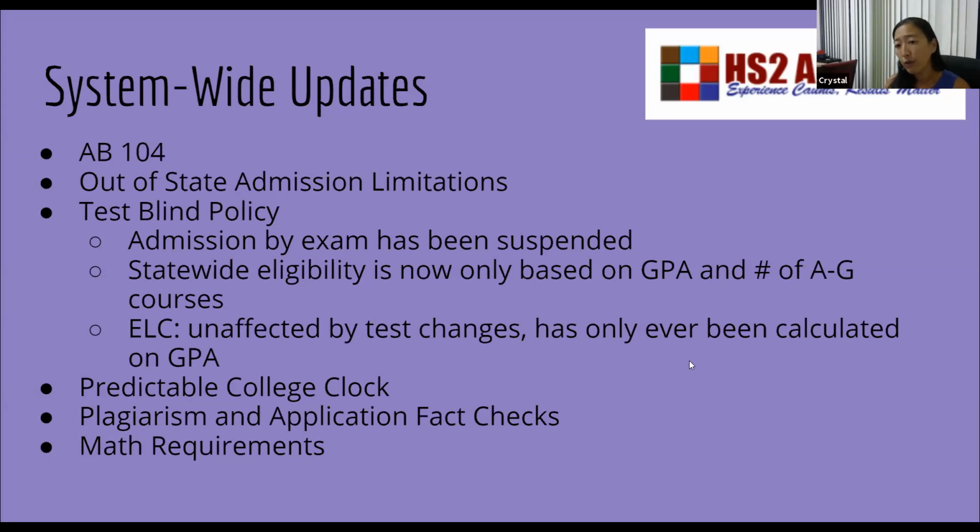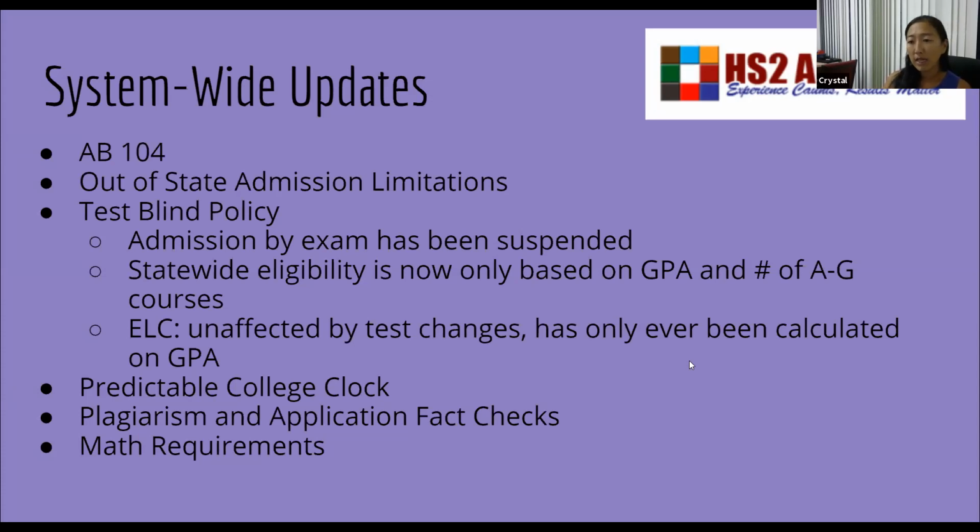But just a general overview right now, the way that the test blind policy has changed other policies that you may be aware of or that you haven't learned about yet, but they will have changes that affect them. So one way you could satisfy your A through G requirements was admission by exam. So if a student, for any reason, didn't have enough English credits, for example, but they had a passing critical reading and writing score in SAT, that could supersede the fact that their GPA or their A through G wasn't satisfied, and they could still be admitted.